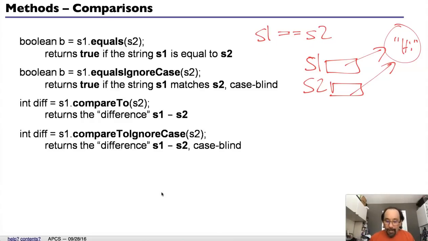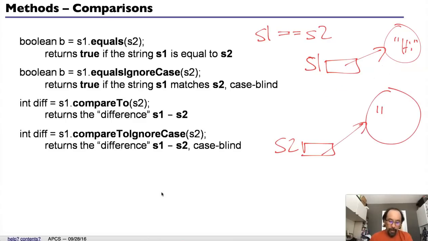But there's this equals method, which is a little different. Instead, it's saying are the contents of the two different objects the same? S1.equals is different than the ==. Instead, it's saying, are the contents of the objects the same? So in this case, it looks deeper. It looks inside the objects, and it compares them letter by letter. And if they're the same, it returns true. We could also use equals ignore case, so it's case insensitive.